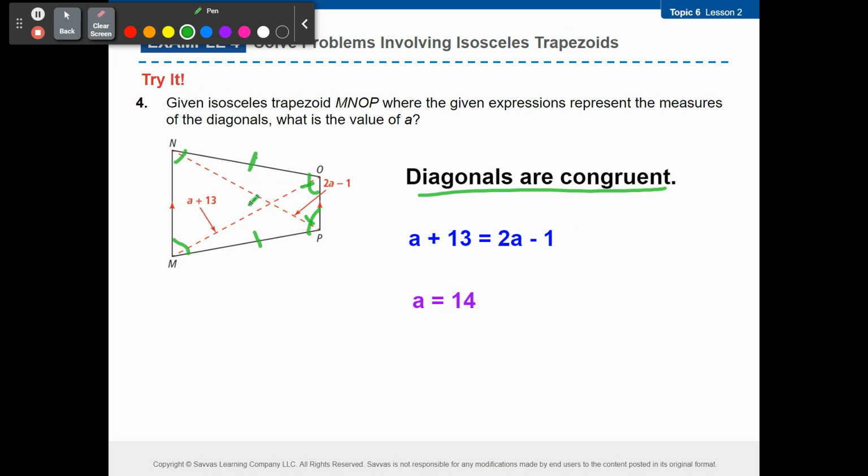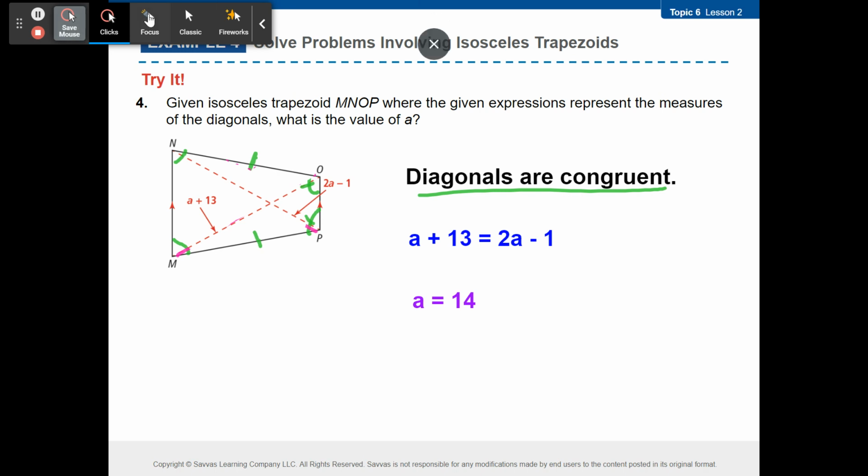Now, if they give you little parts, let's say, again, this is an if situation, they give you this and this as separate parts. You would know that this is A plus 13, and this small part right here would be 2A minus 1. But the diagonals are congruent, so those little parts have to be congruent as well. Does that make sense? So just something to keep in mind. That's all. Any questions on this one? I mean, it's pretty easy, right?